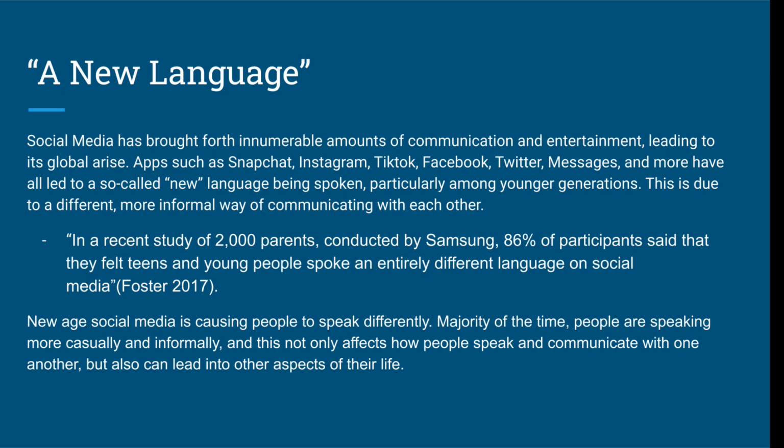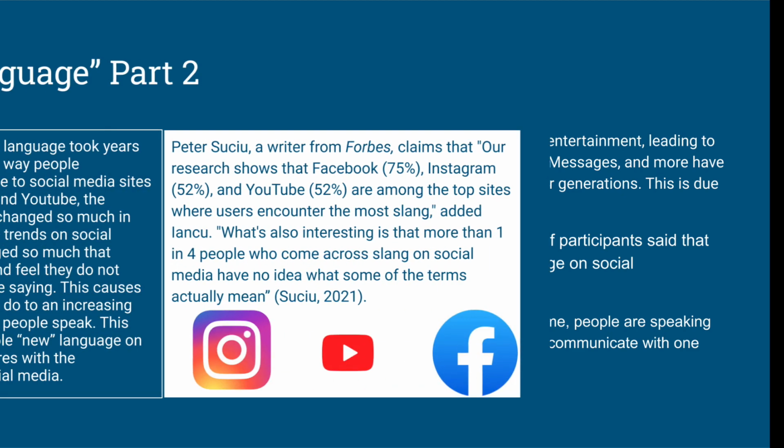In a recent study of 2,000 parents conducted by Samsung, 86% of participants said that they felt teens and young people spoke an entirely different language on social media. Because of this, not only are people speaking more casually and informally, but it's also leading into generations not being able to understand each other as well.